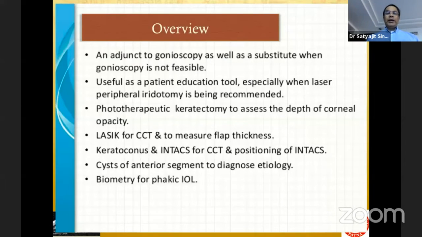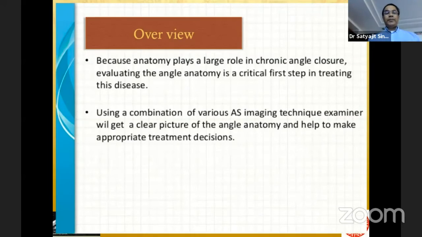So as an overview, it's an adjunct to gonioscopy as well as a substitute when gonioscopy is not feasible, especially when you want to see the angles. It is useful as a patient education tool, especially when laser peripheral iridotomy is being recommended. You can also measure central corneal thickness, which is needed for LASIK. As we have discussed in keratoconus and in CCT, it also helps for phakic IOLs.